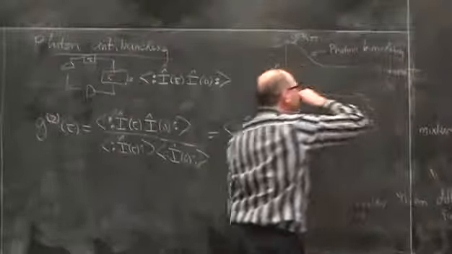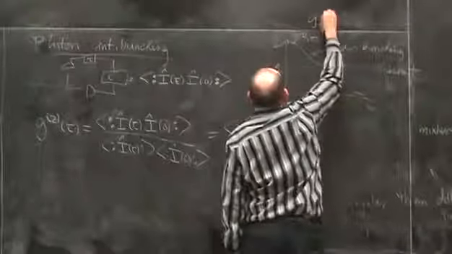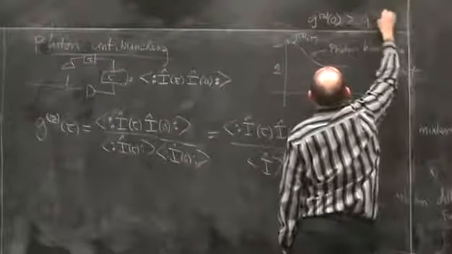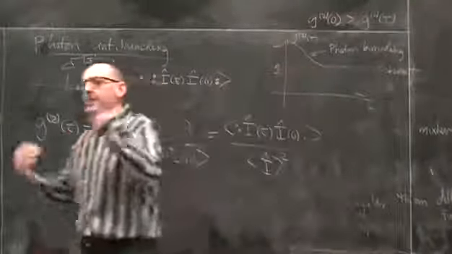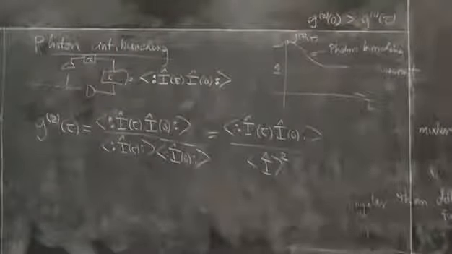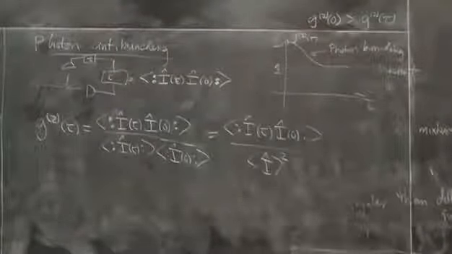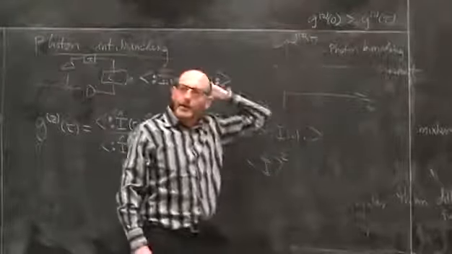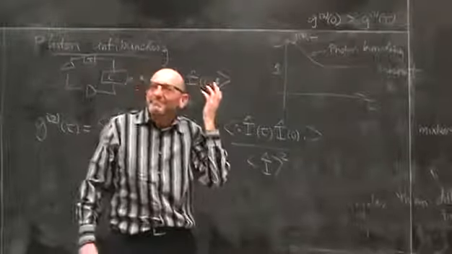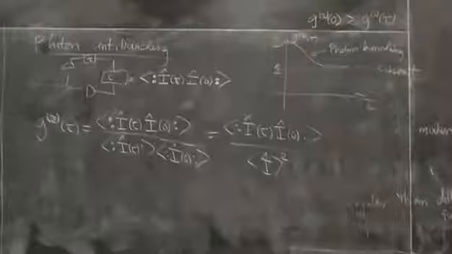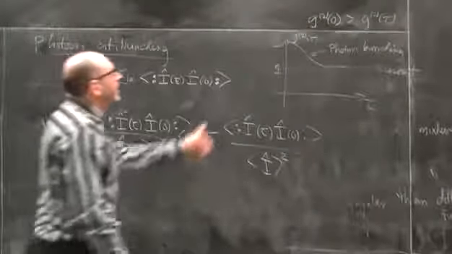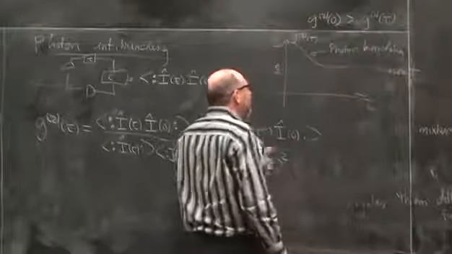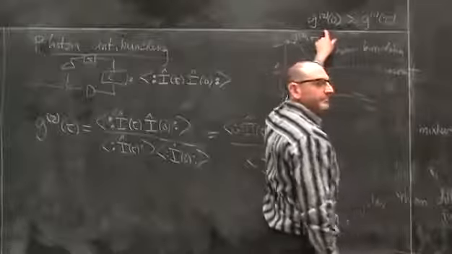So photon bunching says that G2 at 0 is greater than G2 at tau, which tau could be positive or negative. It's actually a symmetric function. Meaning that the two photons are more likely to come together than they are separated. And this is really about Bose statistics. Okay? But if the state is classical, this must be true.